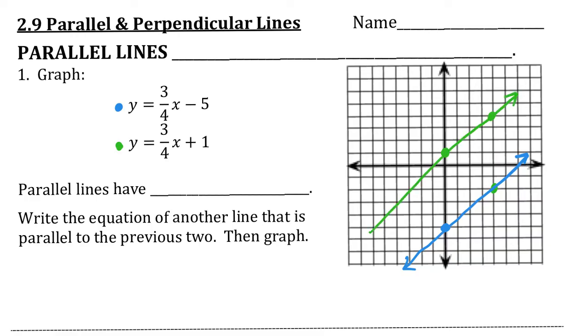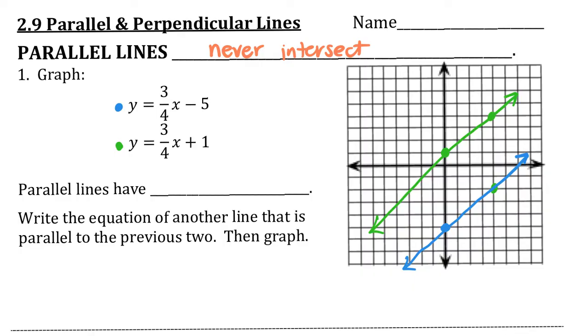Okay, these are parallel lines. If you look at them, they're running the same direction, the exact same direction. Even if they went forever and ever in each direction, they would never intersect. So the definition of parallel lines is that parallel lines are two lines that never intersect, no matter how long they are extended.